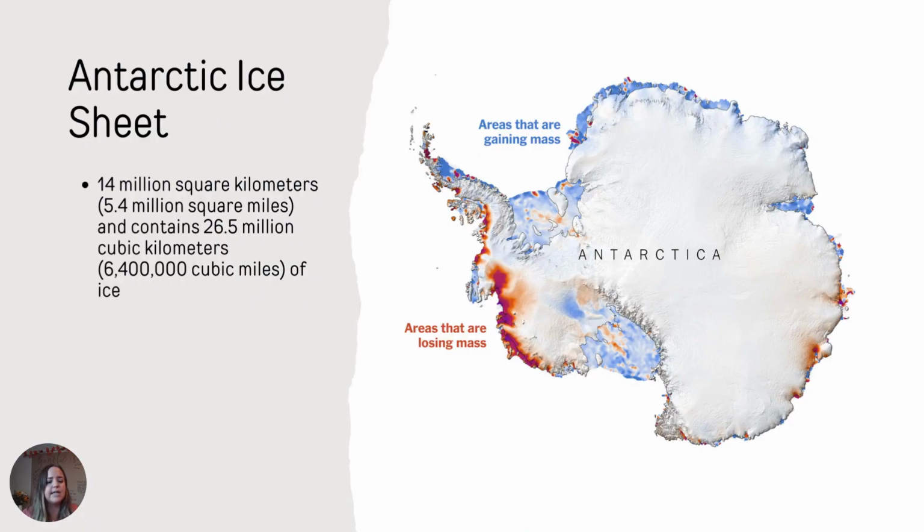So here's the Antarctic ice sheet. As a whole, it covers about 14 million square kilometers or 5.4 million square miles, and it contains 26.5 million cubic kilometers of material or 6.4 million cubic miles of ice. Pretty large, covers basically the entire continent. And you can see on here where there are areas that are losing some of their mass. Some of the ice is being lost and some of the ice is being added to. So the blue is being added and the red is being lost.